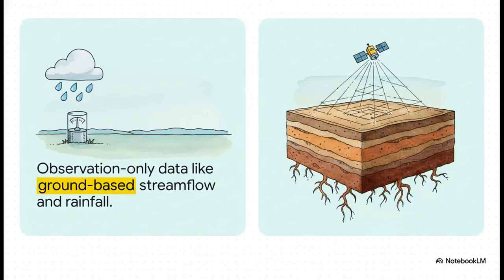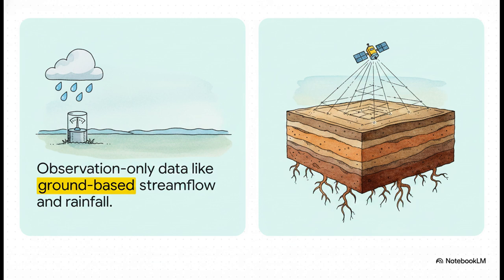So, breaking down step 1, the AI obviously needs data to learn from. The researchers tested 2 different scenarios. Scenario 1 used only ground-based observations, just basic rainfall and river flow gauges. But scenario 2, that integrated ERA5-Land data. This is high-resolution global climate data that includes complex variables like soil moisture.